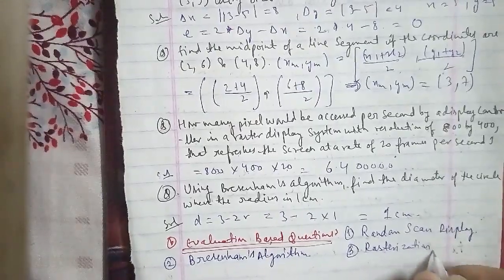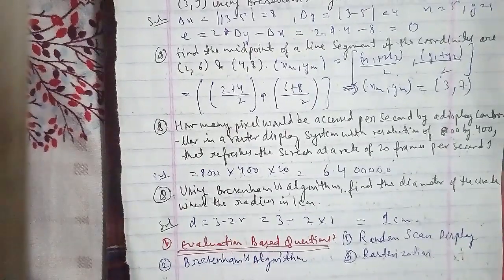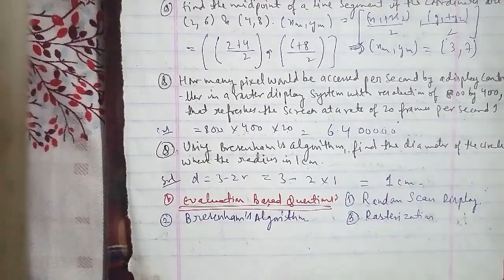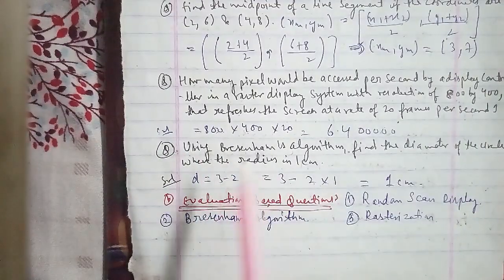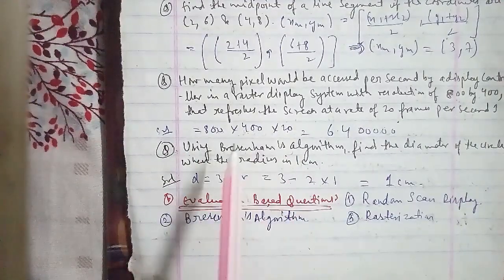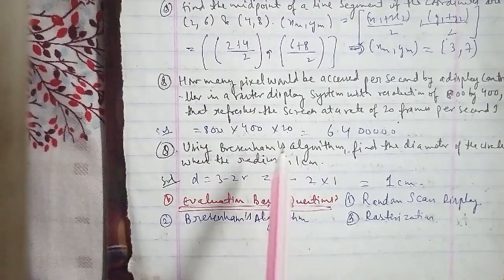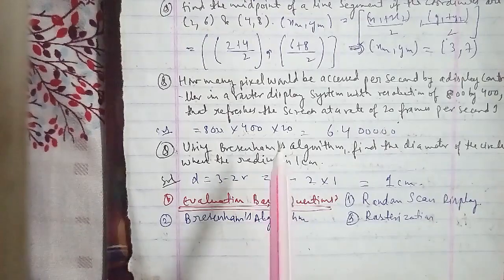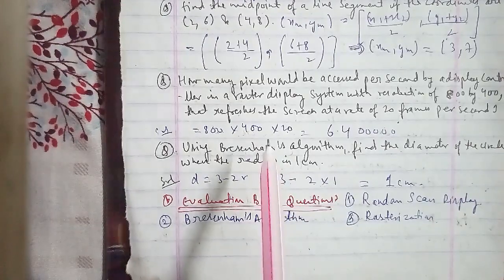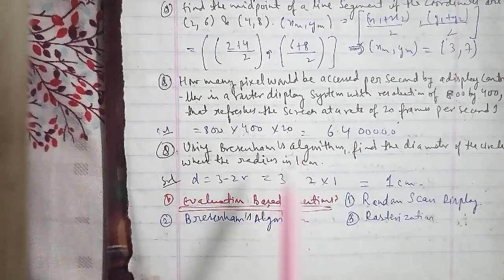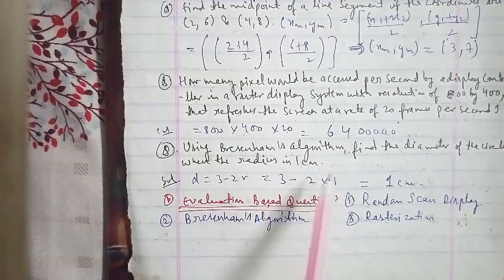The other question we have is: which graphics are complementary to the raster graphics and use geometrical primitives such as points and lines? The answer is vector graphics.